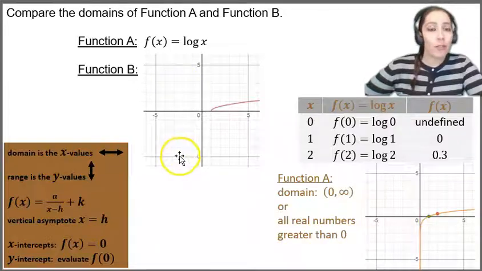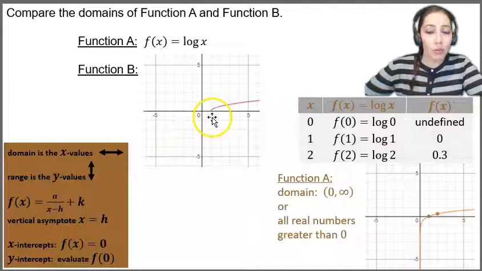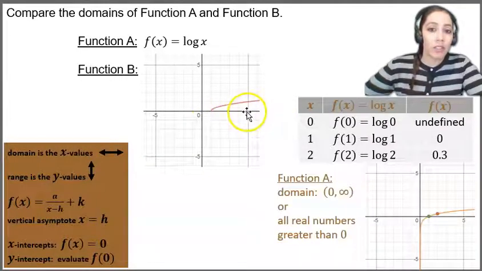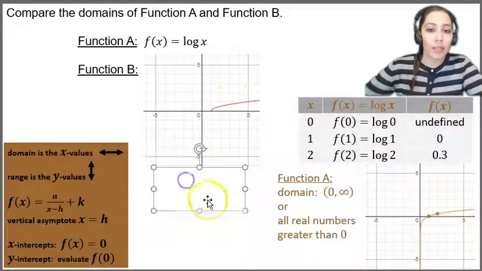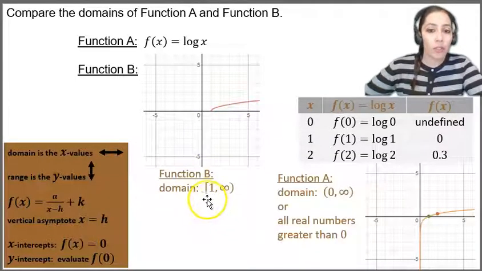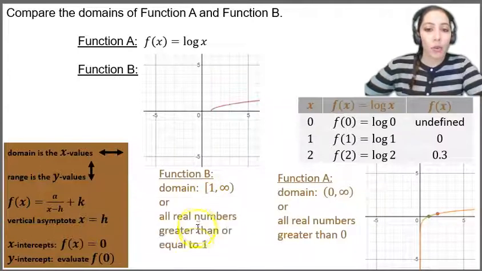Now, if we're going to look at the domain of function B, I can see that it starts right here at x equals 1, and then it goes to infinity. So as my x goes to the left, I get closer and closer to what value? 1. And it does include 1. Notice how it starts right here at 1. As I go to the right, my function goes to positive infinity. So I do include that 1 there, so I have a bracket there. Another way I could have written this is all real numbers greater than or equal to 1.